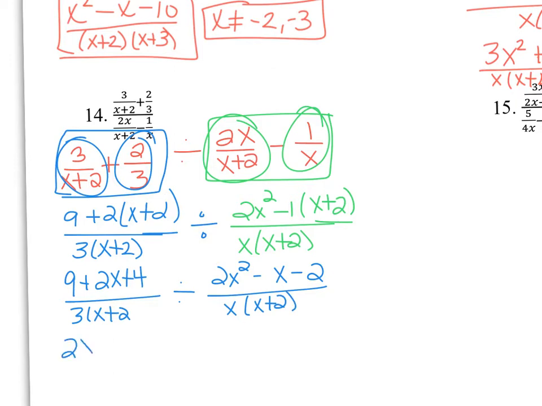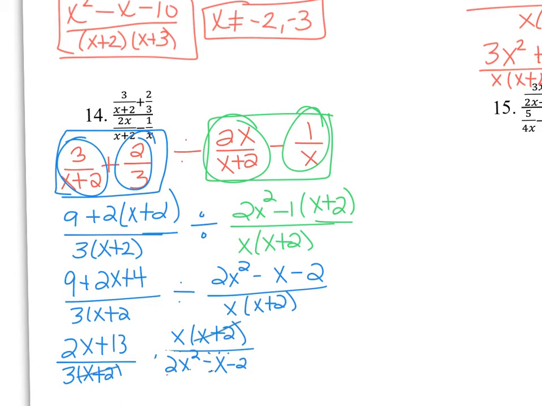So now I'm left with 2x plus 13 over 3 times x plus 2. I'm going to go ahead and keep change flip just because I'm running out of room. On the top, I'm left with x times x plus 2. And on the bottom, if I factor this, I can't factor it, so I'm just left with 2x squared minus x minus 2. So my x plus 2's are going to cancel out. And that's it.